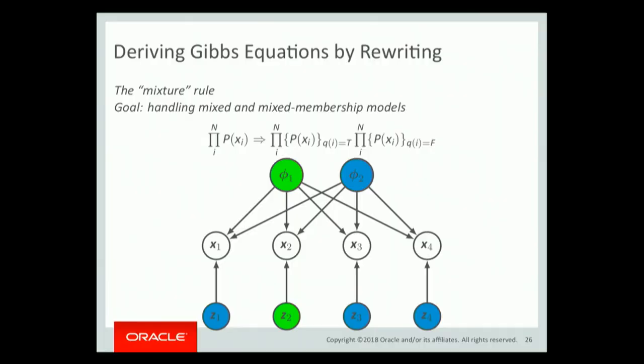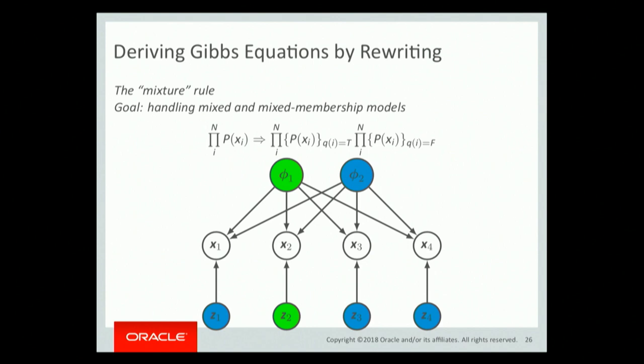Then we actually have a very specific rule for this, the mixture rule. And it says what you can see in the formula here, which is actually a complicated way to say something very simple: when you have a bunch of variables, if you have a predicate, you can actually split them according to this predicate. Now, why do we do this?